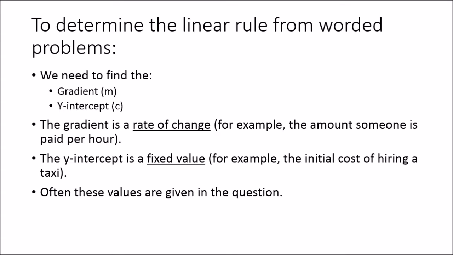So if you've ever hired a taxi, when you get in the taxi you pay an initial cost, and that is standard, it doesn't change, and then after that you pay for every kilometre. If you hire a car, it's the same thing. So the y-intercept is a fixed value, so always look for something in your question which is fixed, and often the values are given in the question, so the questions are actually telling you the rate and they're telling you the fixed value.